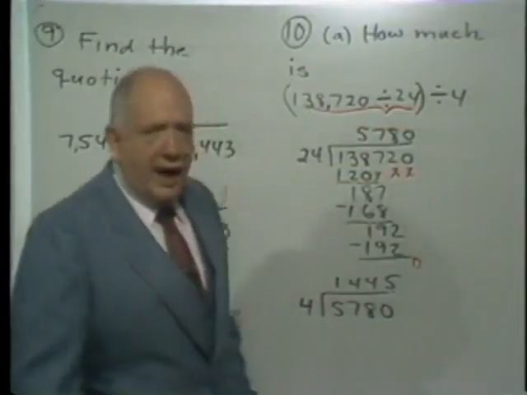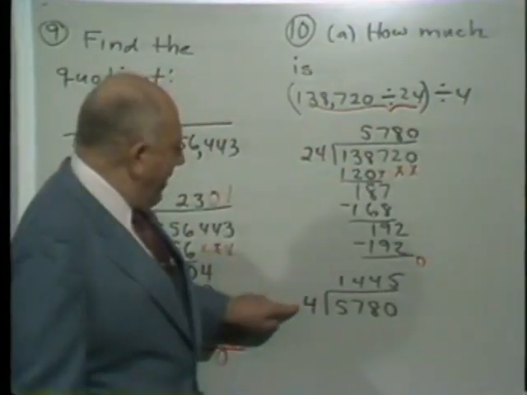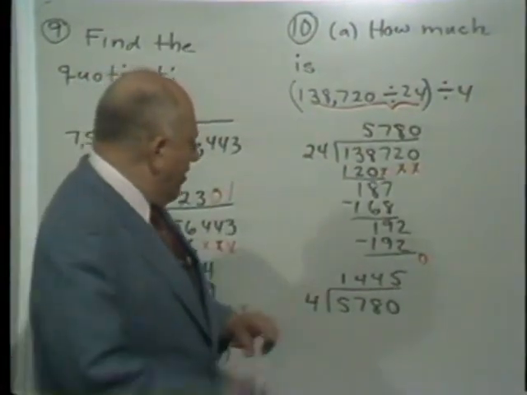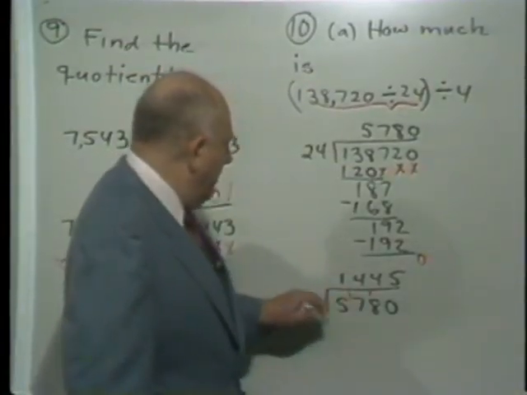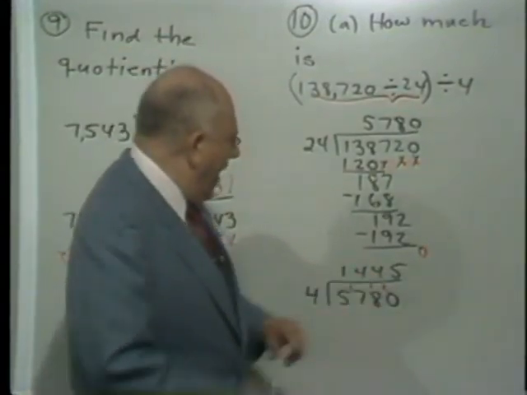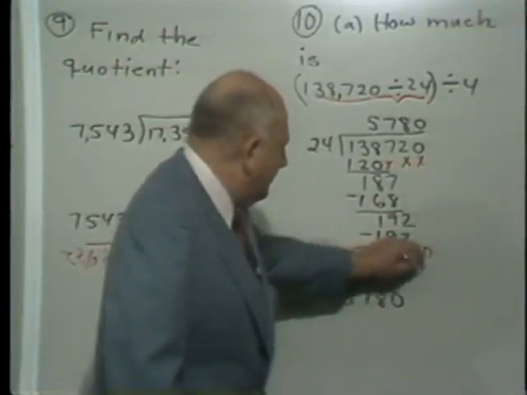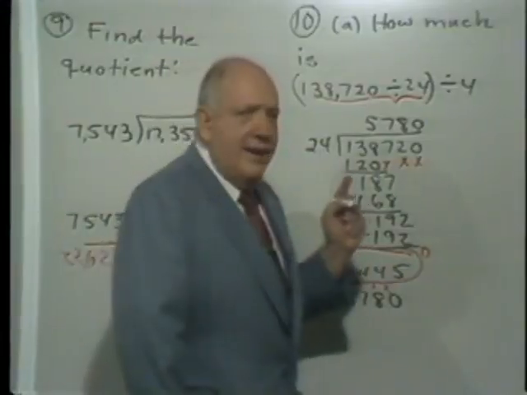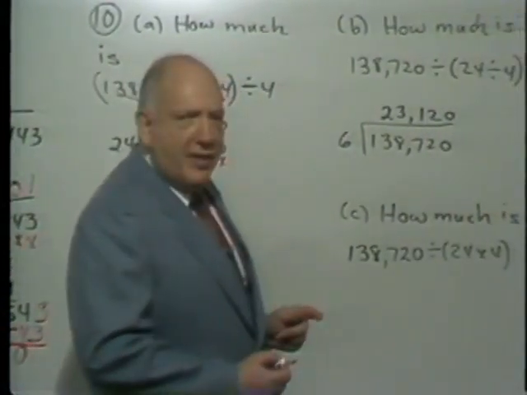And now what do I do next? I take the 5,780 and I divide that by 4. 4 goes into 5 once with a remainder of 1. 4 goes into 17 4 times with a remainder of 1. 4 goes into 18 4 times, the remainder of 2. 4 goes into 20 5 times. The answer is 1,445. Part B looks exactly the same as Part A, except that the parentheses were shifted.